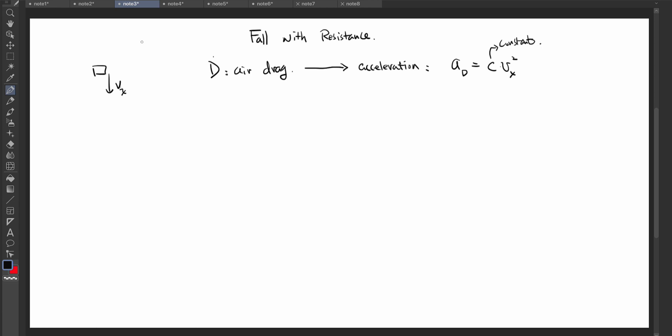Okay, so now I'm going to build a coordinate system downward. We call it the x-axis. But this object also experiences the acceleration due to the gravitational force. So let me write this down here. So that's also the gravitational force. Let's call this Fg.